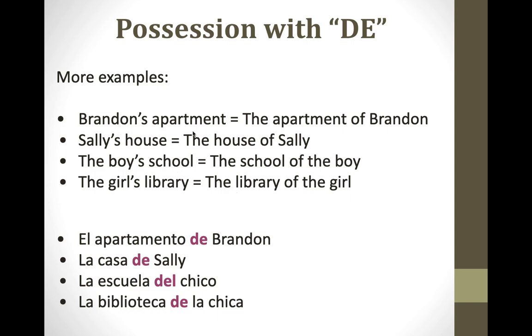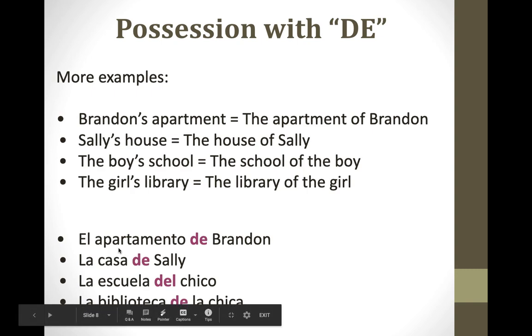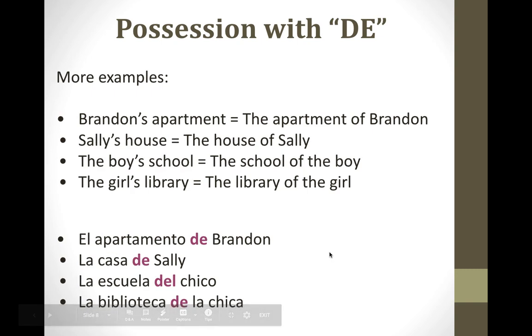If you want to say Brandon's apartment, remember we can't use the apostrophe, okay? So we flip the sentence around and say the apartment of Brandon. Same thing with Sally's house. We would say the house of Sally. The boys' school would be the school of the boy, and the girls' library would be the library of the girl. So then we would use that formula to translate to Spanish, okay?